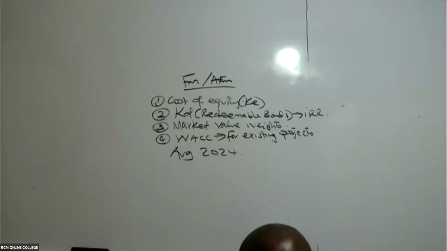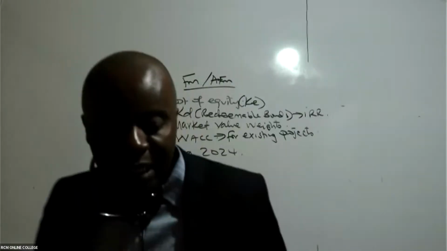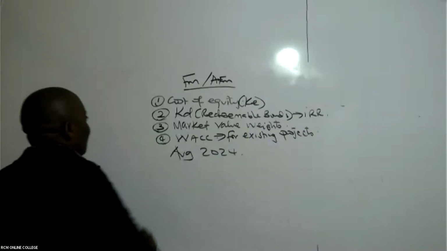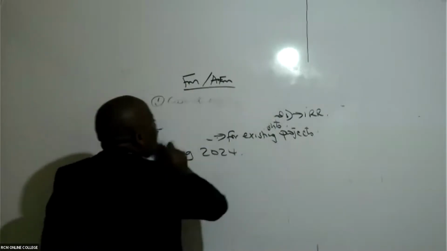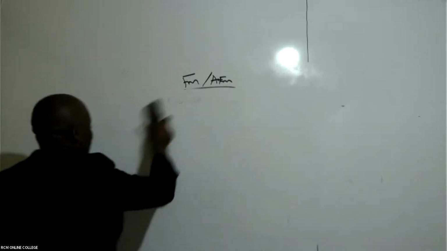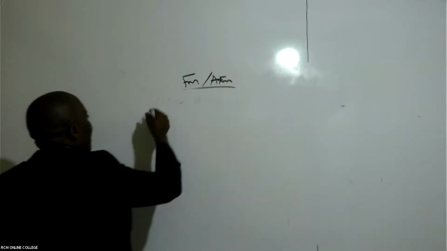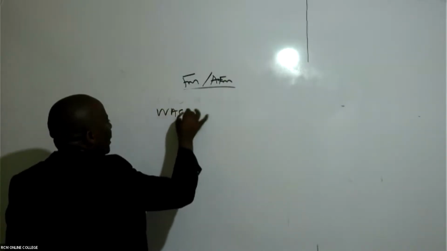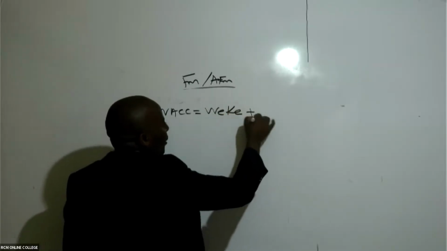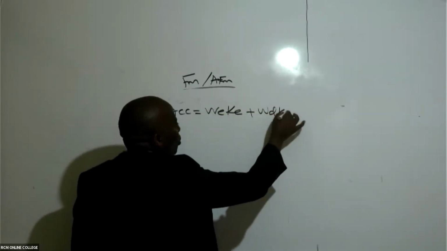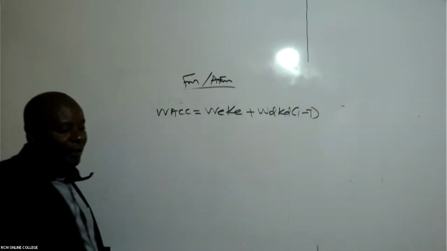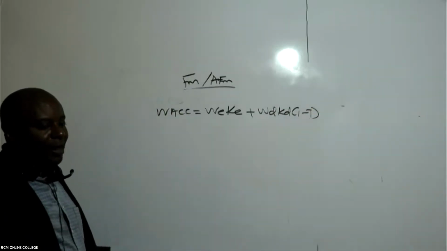That will be very, very easy. How do we get WACC? Ladies and gentlemen, to get WACC, we normally take weight of equity times cost of equity, plus weight of debt times cost of debt, and this cost of debt must be after taxation. Cost of debt must be after taxation.